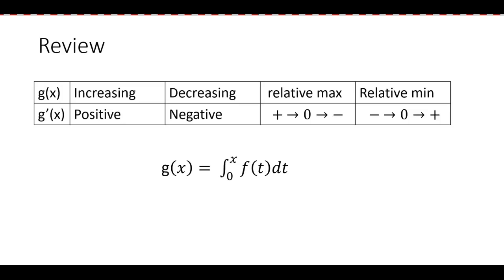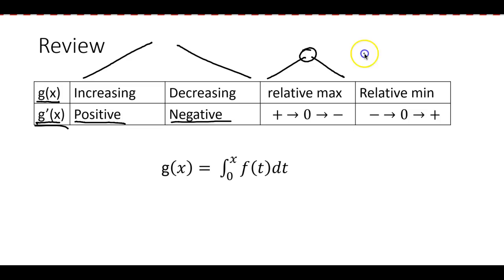Hold on. Math stuff from a while ago here. You guys remember that if g of x, a function, is increasing, what does that tell us about its slope? It's positive, right? And if a function is decreasing, then its slope, its derivative, is negative. And if you go from increasing to decreasing, that gives you a relative max, or from decreasing to increasing.